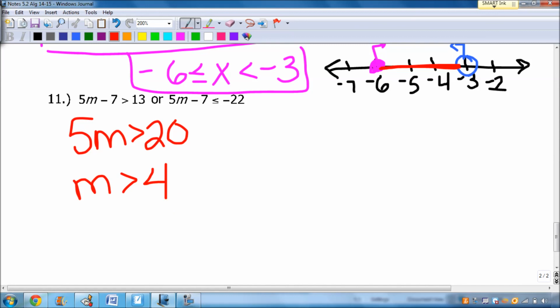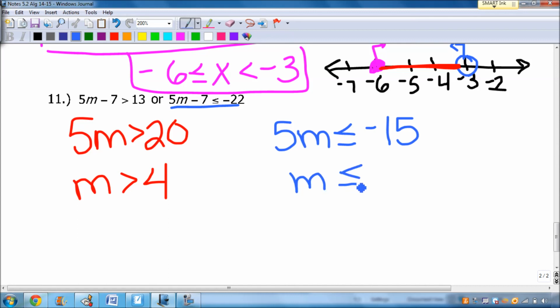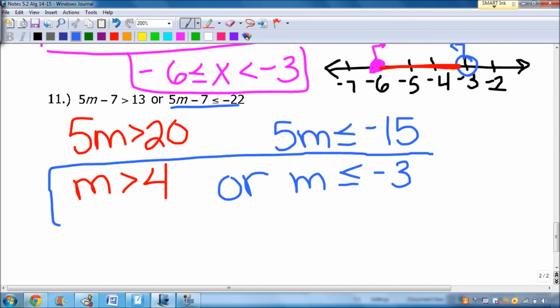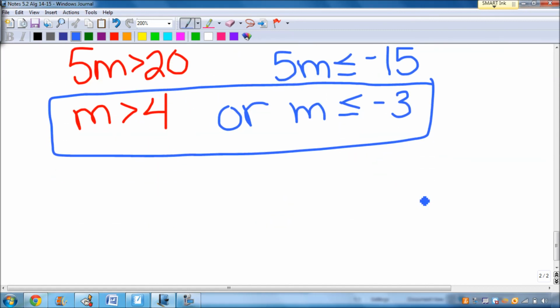Okay? And then for the other one right here, I would add 7 to both sides, so I would get 5m is less than or equal to negative 15. Divide both sides by 5, and I would get m is less than or equal to negative 3. Do not forget your or in your answer. Okay, so m is greater than 4 or m is less than or equal to negative 3.